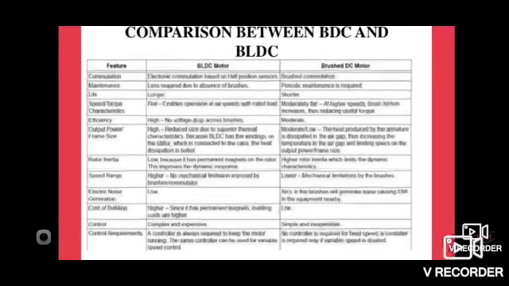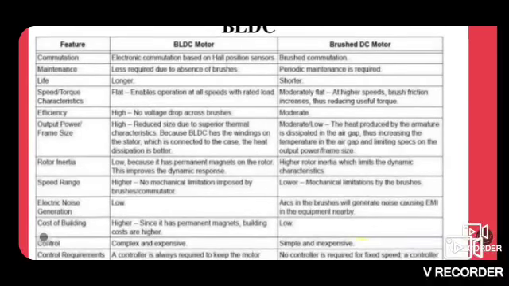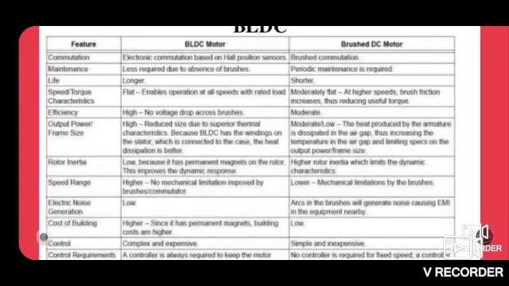BDC and BLDC motor. So first one is regarding commutation feature. The BLDC motor requires electronic commutation based on Hall position sensors. The brushed DC motor requires brushed commutation. And regarding maintenance factor, BLDC motor requires less maintenance due to the absence of brushes. But brushed DC motor, there will be a periodic maintenance. And regarding lifetime, BLDC motor has longer lifetime, but the brushed DC motor has shorter lifetime.